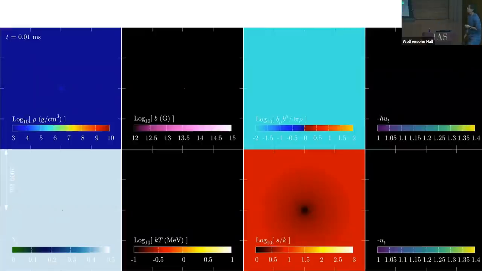Okay, let me show the visualization. Here is a visualization on a meridian plane.